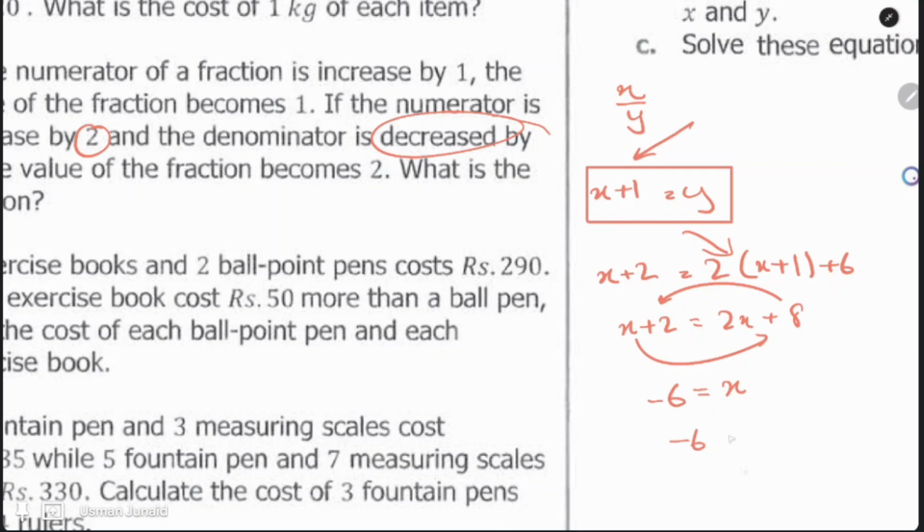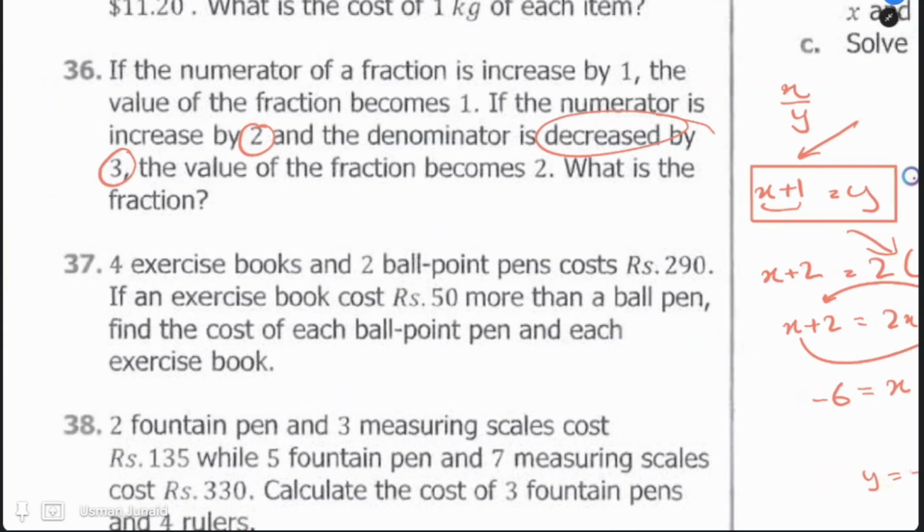So it will be, so y is equal to -7. X plus 1 है. So x plus 1 is -5. So the value is x is minus 6 over 5. Okay. Try solving 37 on your own.